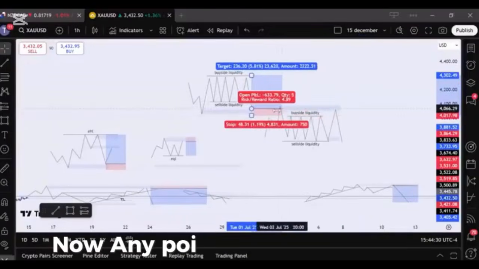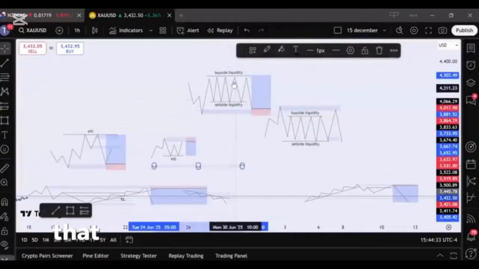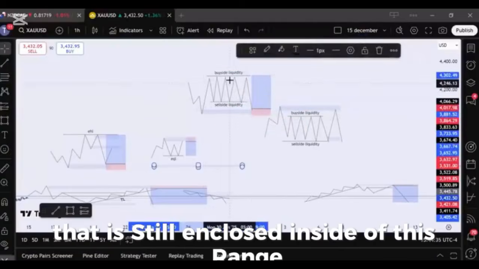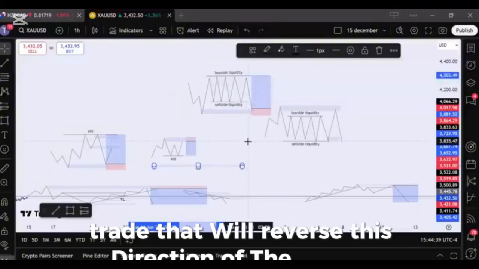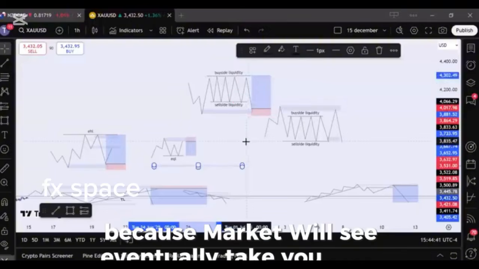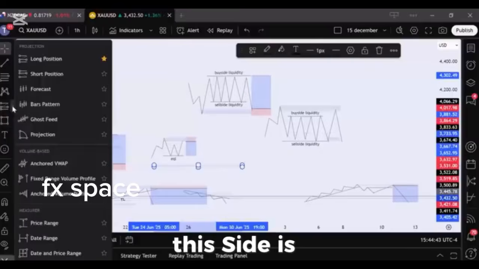Now, any POI that you see up here that is still enclosed inside of this range, do not try to use that POI to take any trade that will reverse this direction of the market, because market will still eventually take you out.